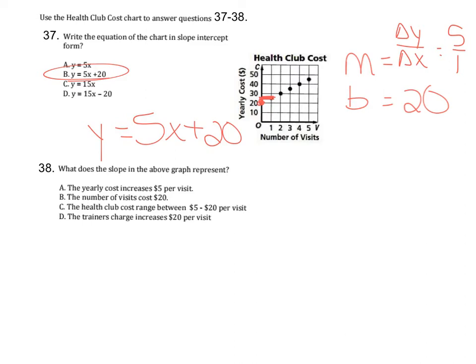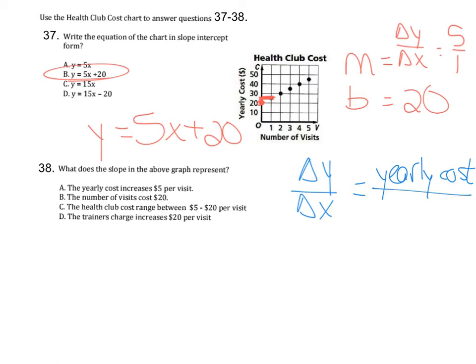Now, 38 says, what does the slope represent? Well, look at your y-axis and look at your x-axis. Your change in y, your y-axis, is your yearly cost. Over the x-axis, the change in x, what's going on in the x-axis? The x-axis is the number of visits. So that means my yearly cost per visit is $5.